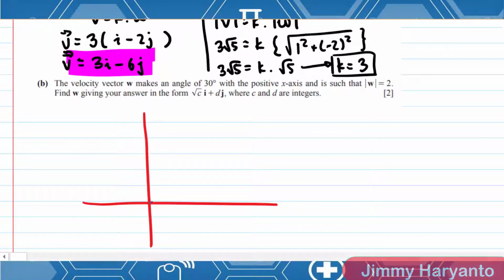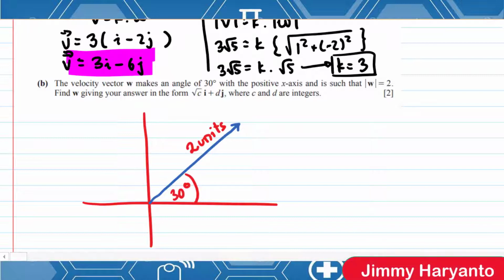So we have vector W. This is vector W. The length is 2, so I will erase the W and put the length. The length is 2 units. And then after that, the angle is 30 degrees. This one is 30 degrees.